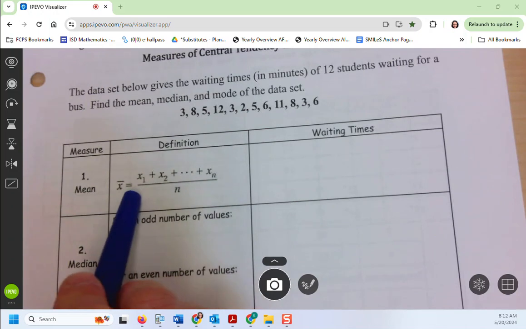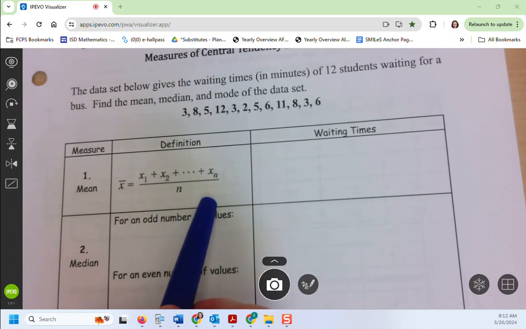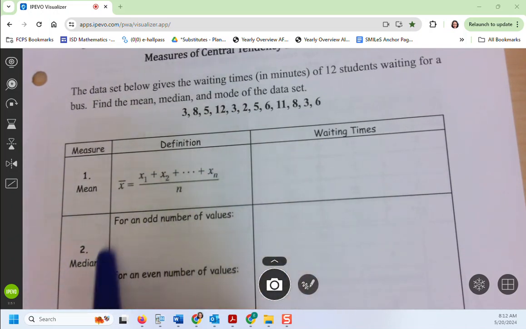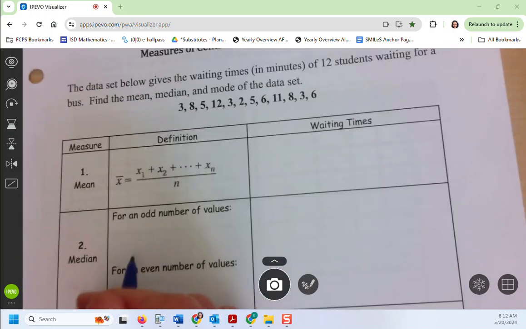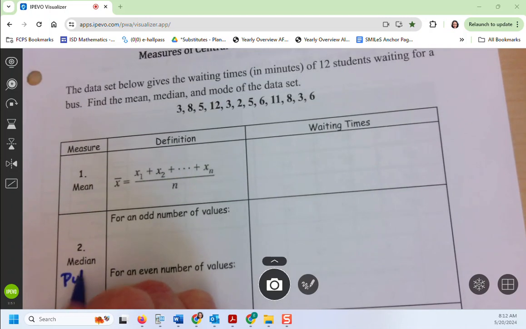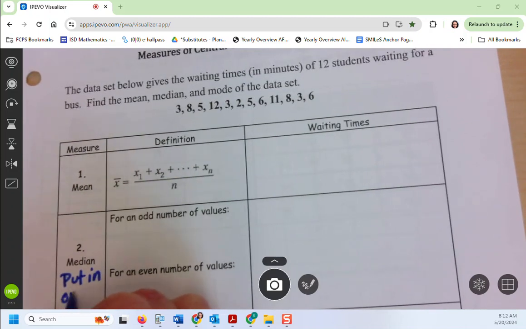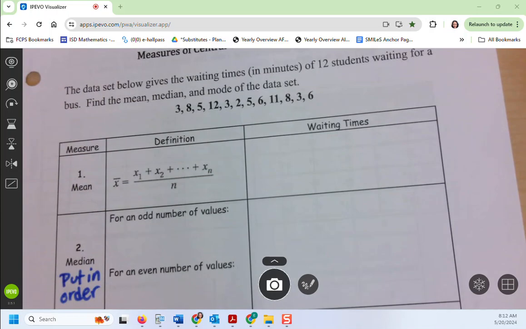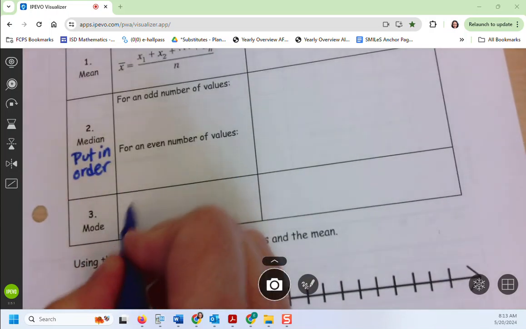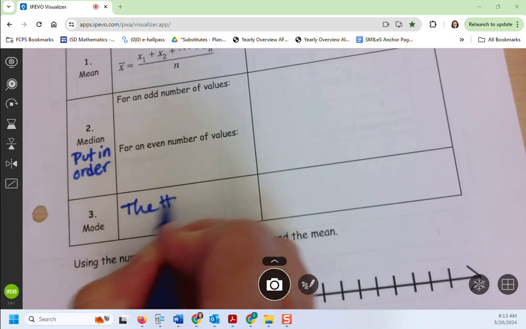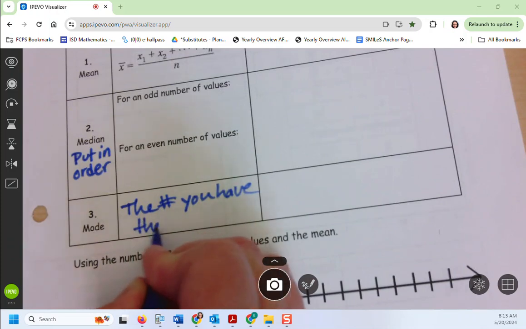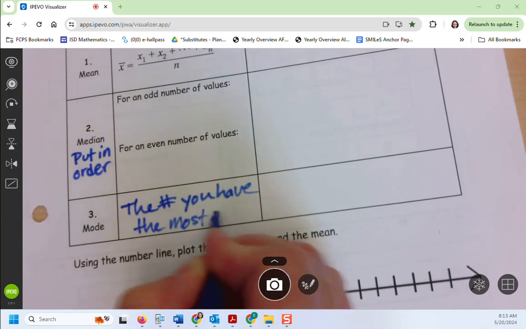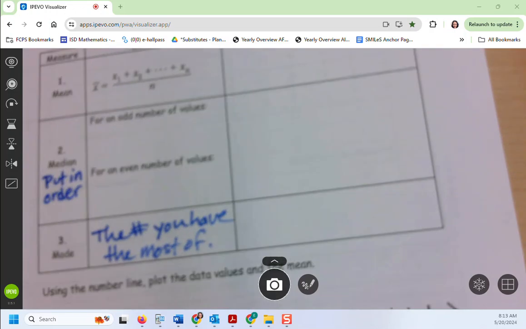So the mean, of course, is when you add them all together, divide by how many there are. For the median, you need to put your numbers in order. So let's write that down. Put in order. And then you're going to find the middle number. And then the mode is the number you have the most of. Sometimes there's a tie, and that's okay.